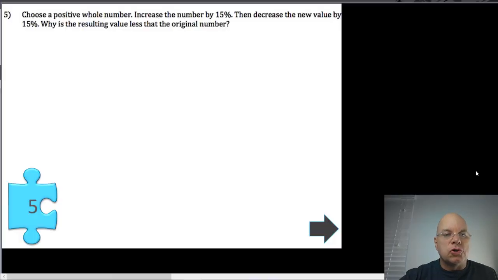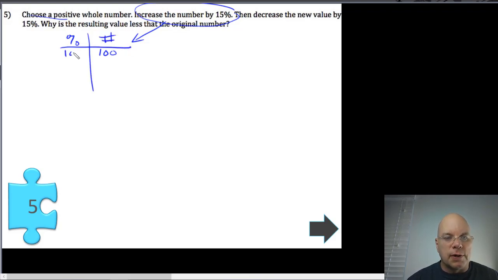Problem 5 says choose a positive whole number, increase the number by 15%, then decrease the new value by 15%. Why is the resulting value less than the original number? So if I get to choose the number and I need to increase it by 15%, I'm going to choose an easy number like 100, because I know if I have a percent and a number, and if my number is 100, that's 100%. I know that 15% would be simply 15.